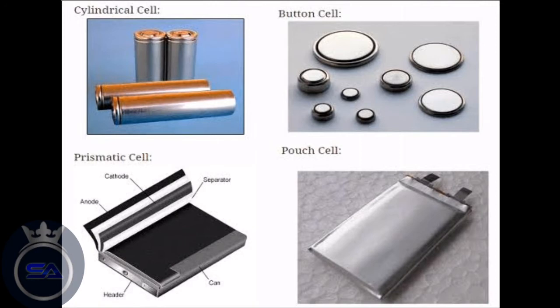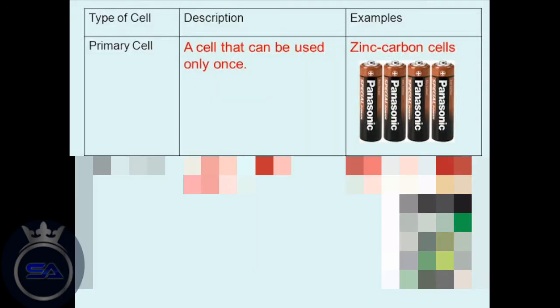Let us learn about a few types of cell. First one, primary cell. A type of cell that cannot be recharged after being used up is called primary cell. This is because the chemical reaction that happens inside them cannot be reversed.